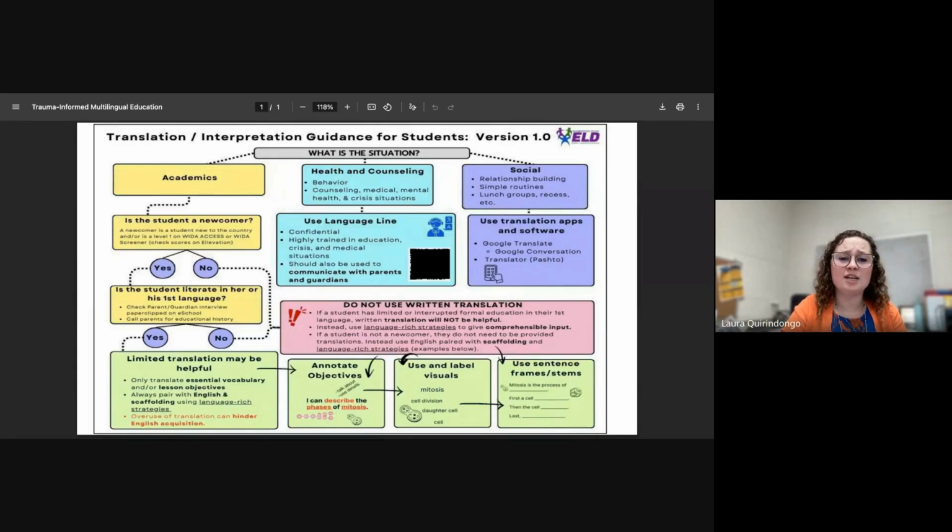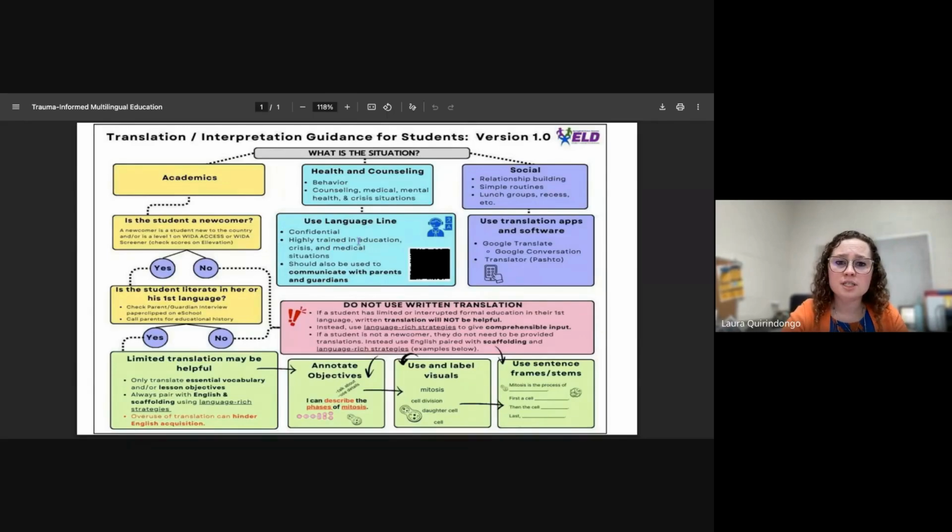When we're trying to decide if we need to use translation or interpretation with our students, we need to take a few different factors into consideration. First, if we're talking about health and counseling or social emotional needs, those are areas in which we need to use first language if possible, because that has to do with a student's health and their well-being.